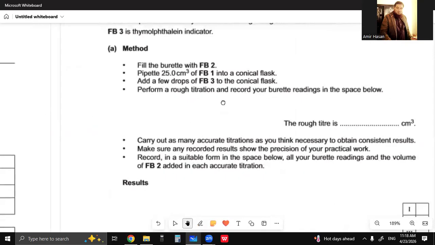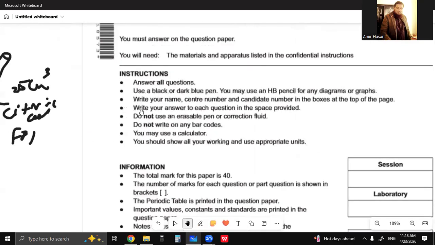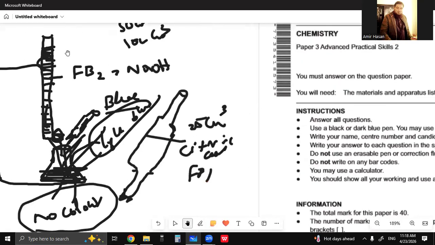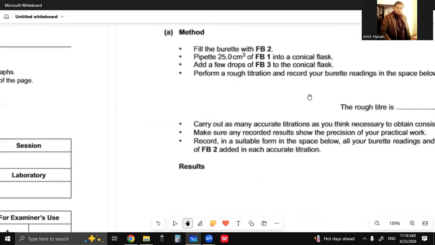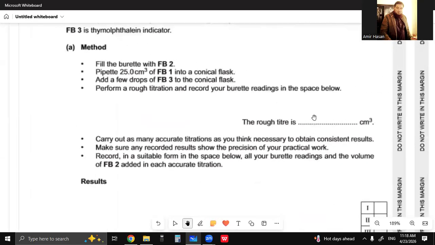Now check what is the reading coming in the burette. For example, it is initially at 0 and you are mixing, then for example 22, 21 or 18, like this reading coming 21, 22 cubic centimeter, you write it here, okay? Now carry out many accurate titrations. Now there is need to do 2 or 3 times titration.